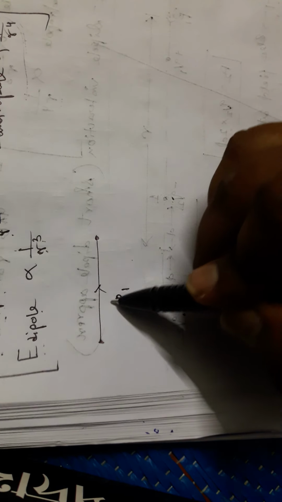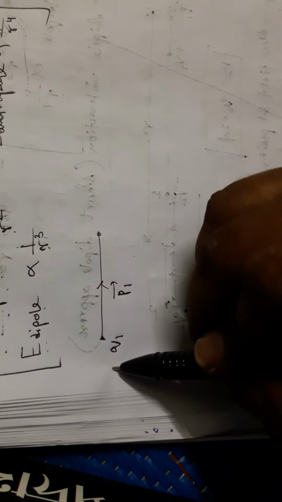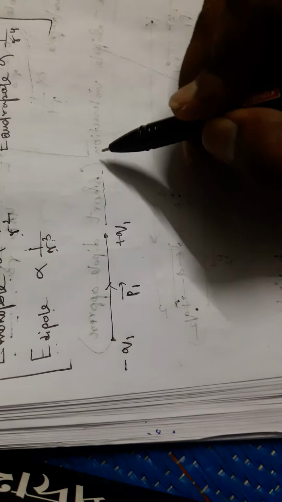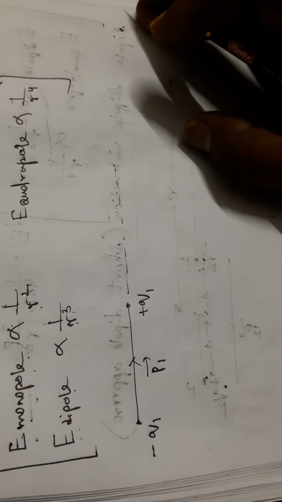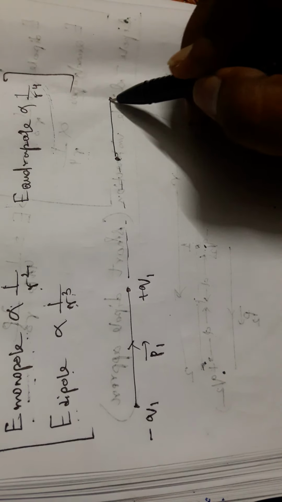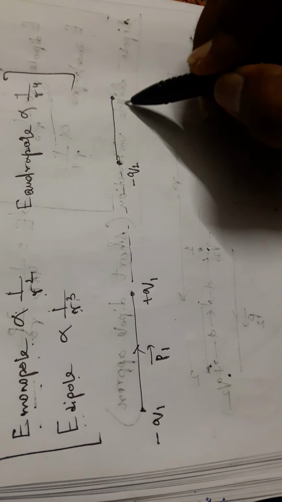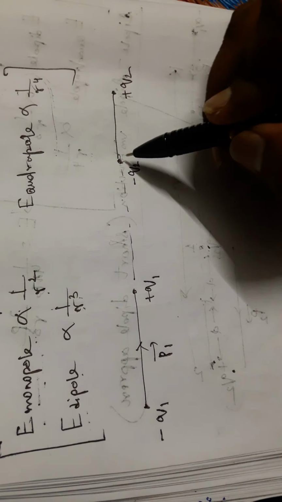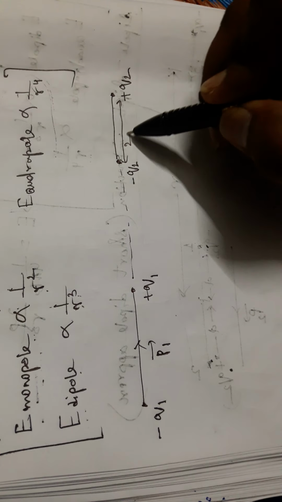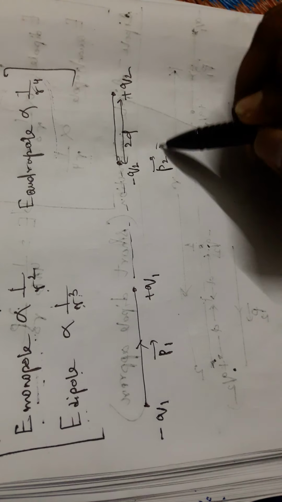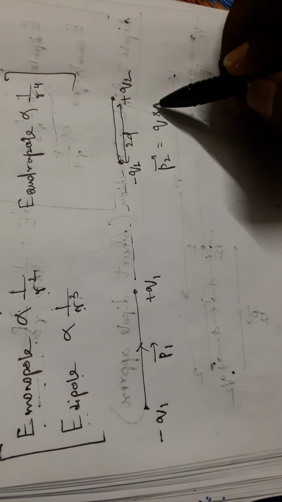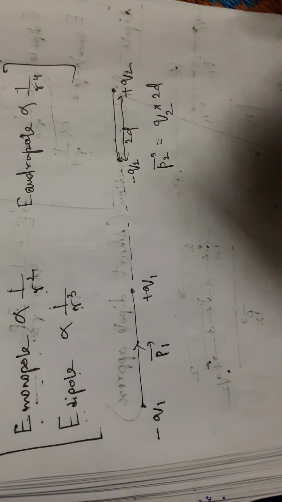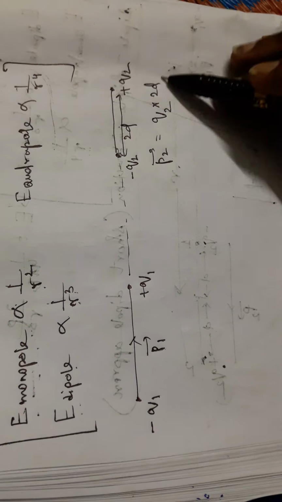Dipole-dipole interaction means consider two dipoles. One is dipole P1. Suppose this charge is minus Q1 and this charge is plus Q1. So this is one dipole. Now another dipole is kept at an axial point. Suppose this is another dipole. This is minus Q2, this is plus Q2. If I consider the distance to be 2d, then the second dipole P2 will be Q2 into 2d. This is the second dipole. So P1 is the first dipole and P2 is the second dipole.